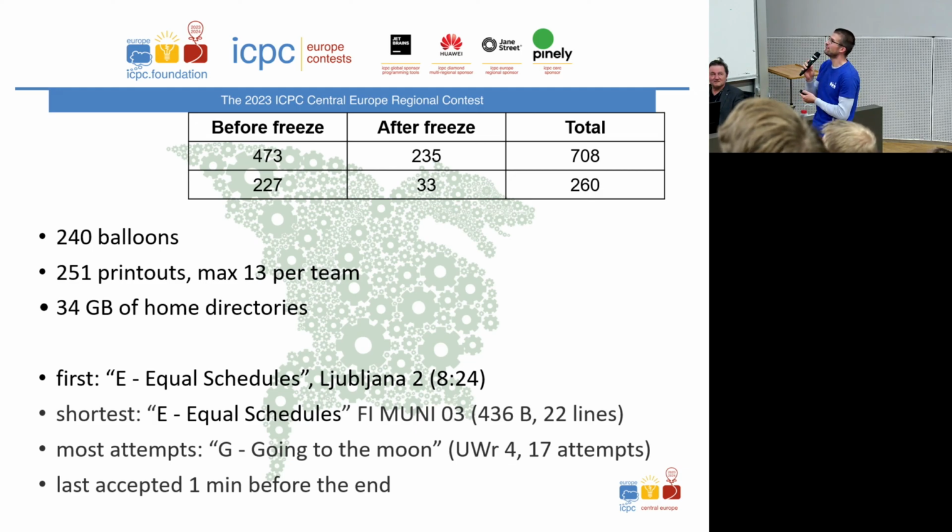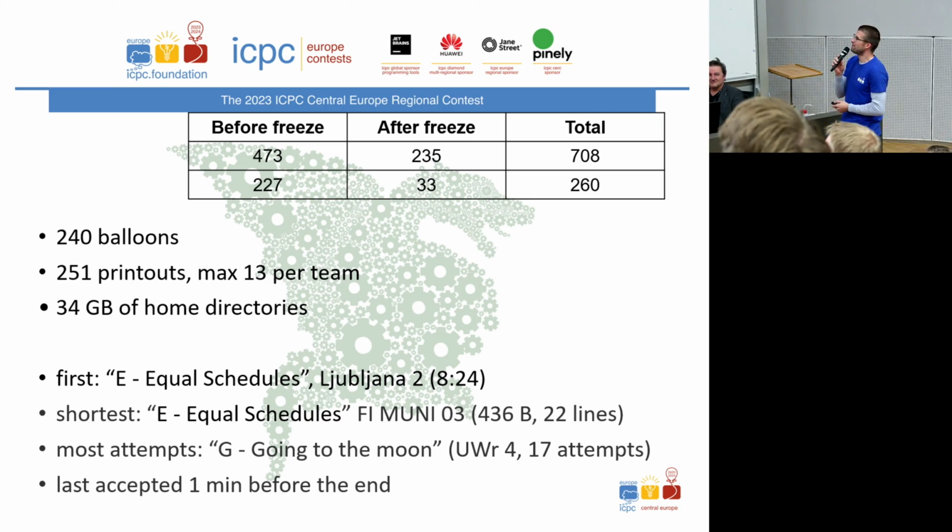Well, after the freeze, we had a significant amount of submissions. However, the ratio was a bit lower as you were tackling harder tasks, obviously. So we handed out 240 balloons and 250 printouts, at most 13 per team, so this is not as much as last year, so I hope you had less debugging to do than last year. And you managed to produce over 30 gigabytes of home directories, which were stored just in case something burns down.